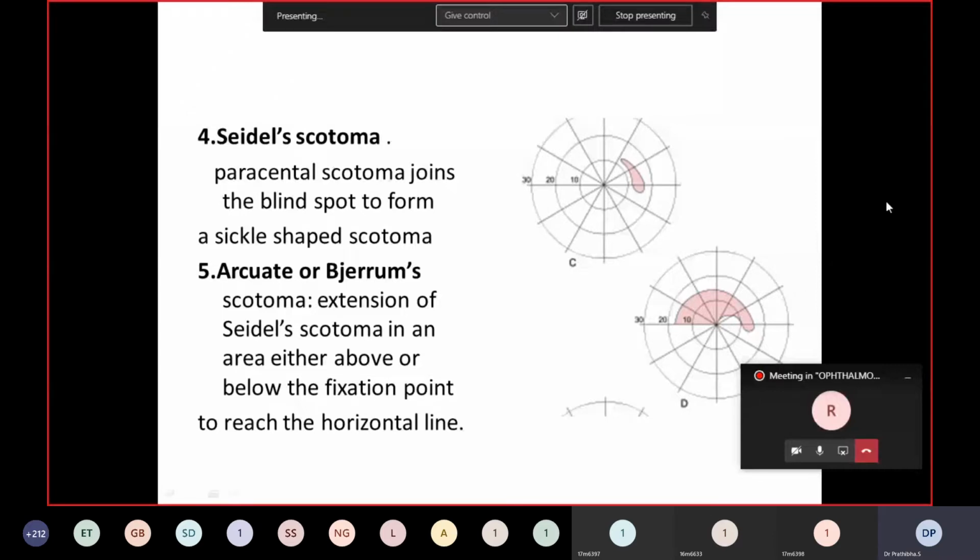Then if this scotoma increases in size and extends in an area either above or below, it may be below like this or above, in an arcuate manner, it is called arcuate scotoma. Superiorly, it is called superior arcuate scotoma, and if it is inferior, then inferior arcuate scotoma, and it doesn't cross the horizontal midline. That is pathognomonic of glaucoma field defects.